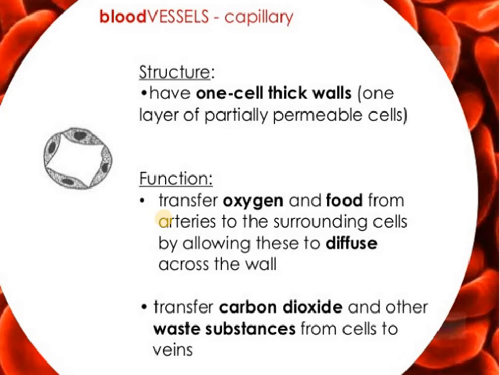The function of the capillaries is to transfer oxygen and food from arteries to the surrounding cells by allowing these to diffuse across the wall. When the word food comes, you must label them as glucose, amino acids, vitamins, and many mineral ions. It not only transfers these nutrient molecules and oxygen, but it also transfers carbon dioxide and other waste substances, including urea, from cells to the veins.